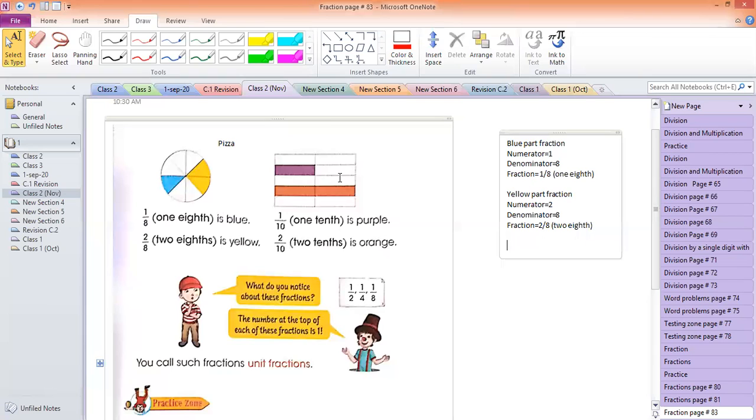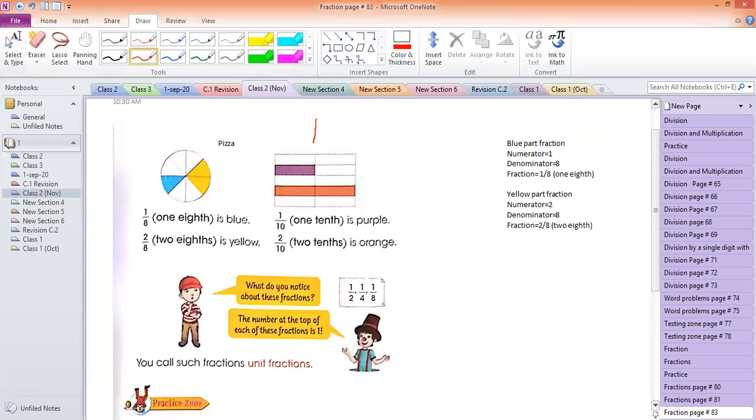Can you tell me the denominator for this figure? Can you tell me it is divided into how many equal parts? Yes, guys. It is divided into how many equal parts? Someone is saying 9. Count it and then tell me. It is not 9.